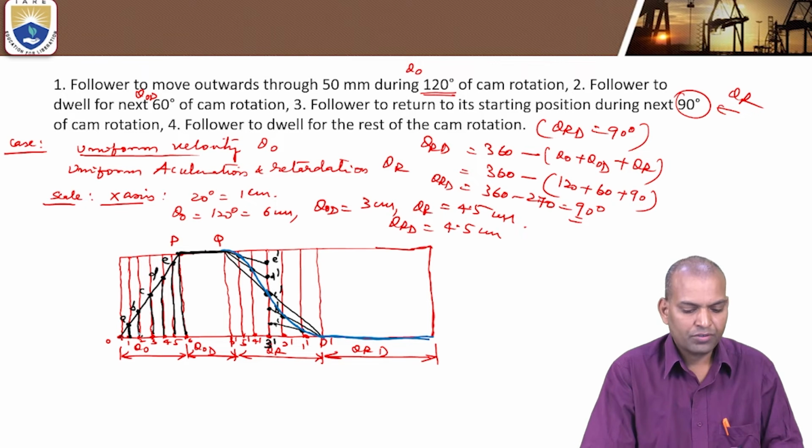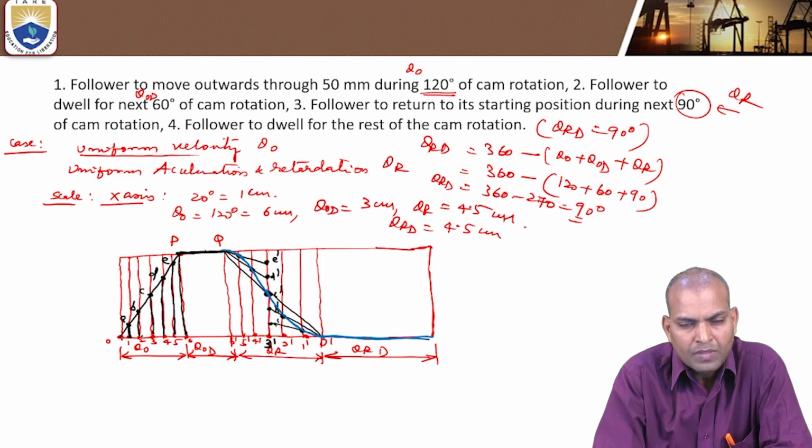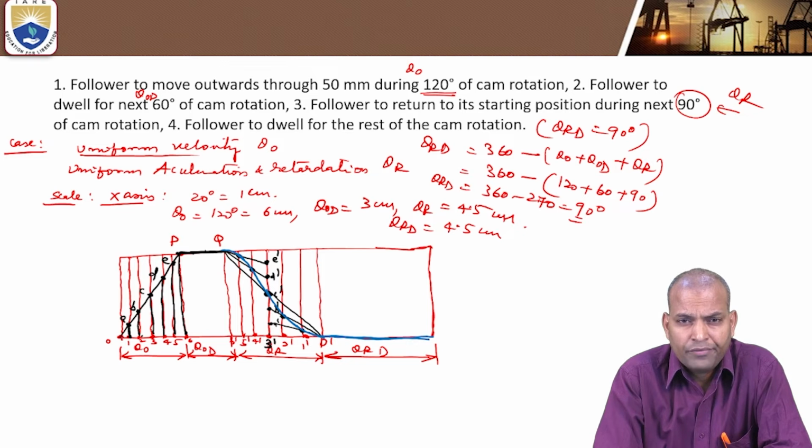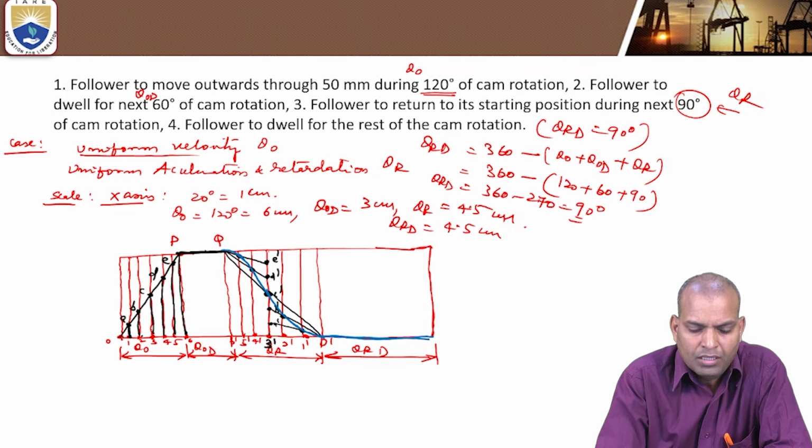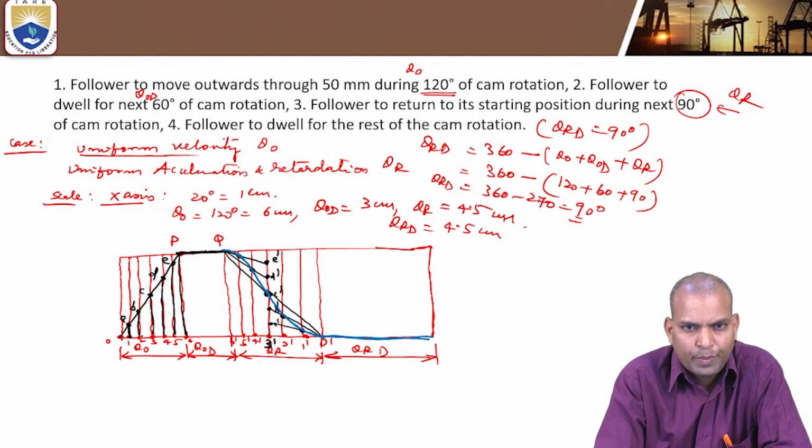So in this manner, we have to draw the displacement curve when the follower has uniform velocity during the outstroke and uniform retardation during the return stroke. This is the combination of uniform velocity and retardation motion of the follower. Whether the follower is a knife edge follower, roller follower, or flat faced follower, the displacement curve remains the same. But the displacement curve is dependent on certain parameters.